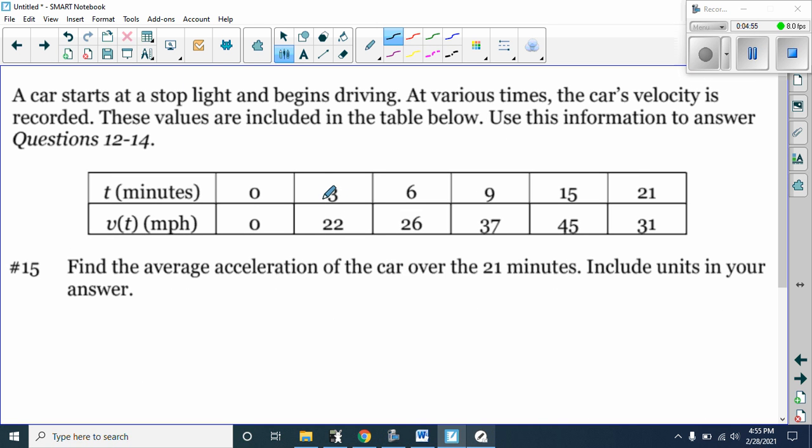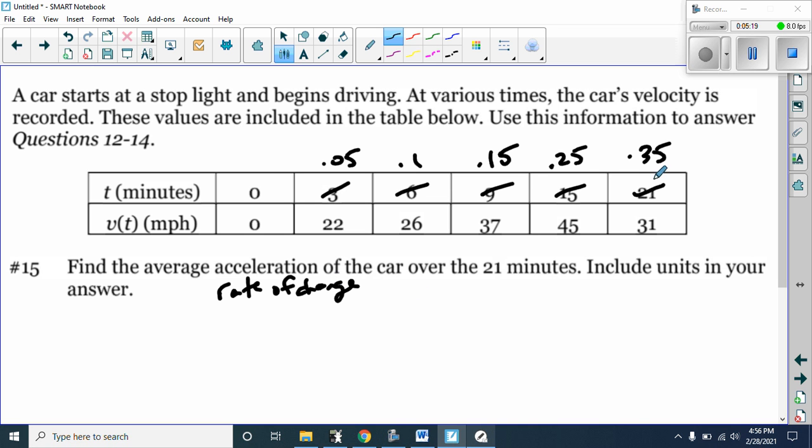And then number 15 asks us to find the average acceleration over the interval. Average acceleration given velocity. Acceleration is the rate of change of velocity. This is an average rate of change problem. We are looking over the entire 21 minutes, so starting at 0 and ending at a time of 0.35. We just find the slope between those 2 points.